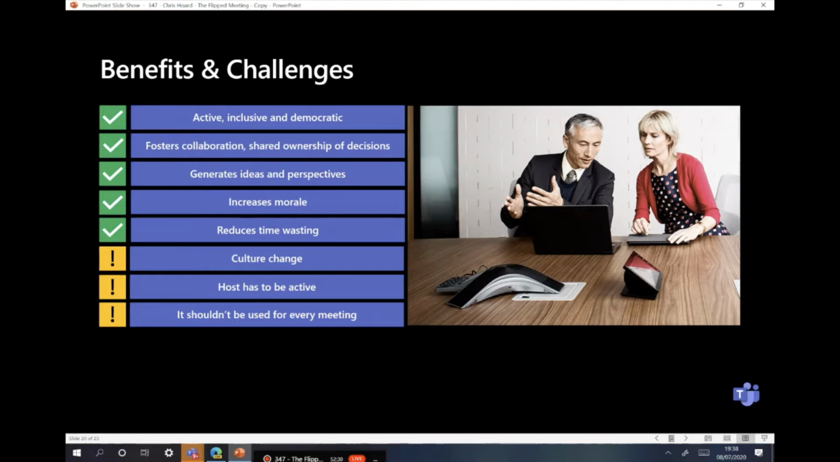And lastly, it shouldn't be used for every meeting. What I mean by that is that we don't just want to take all the meetings in our business and suddenly change them over to having a flip strategy. If you use it in the same way for every meeting, then you are going to fall into the problems of the past where people are not going to engage so much. So use it every now and then to flip up how you do meetings. But don't use it for every single meeting that you do.